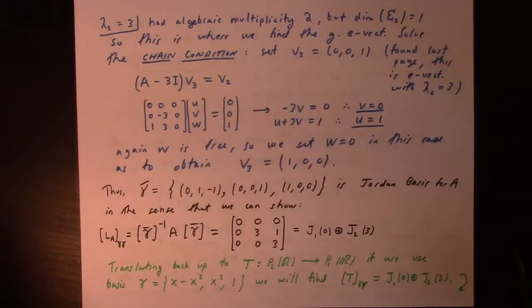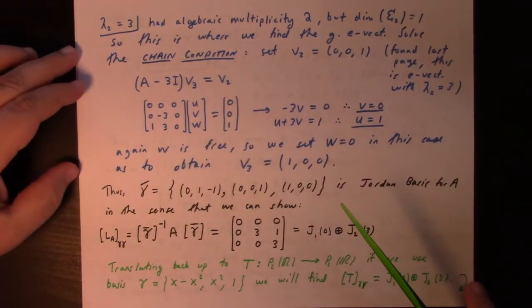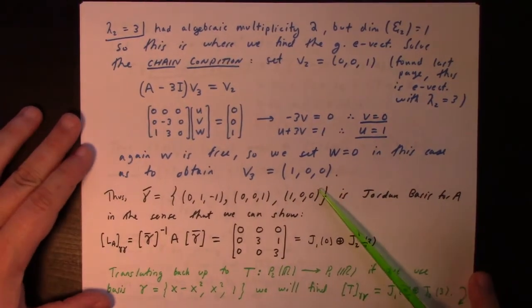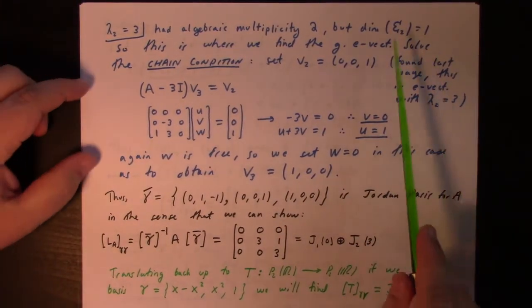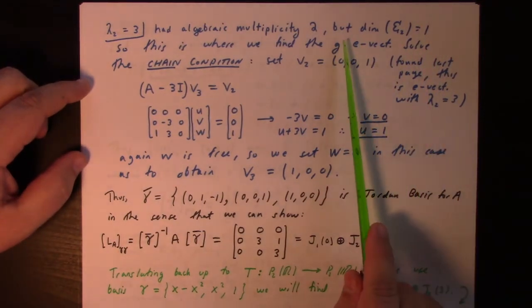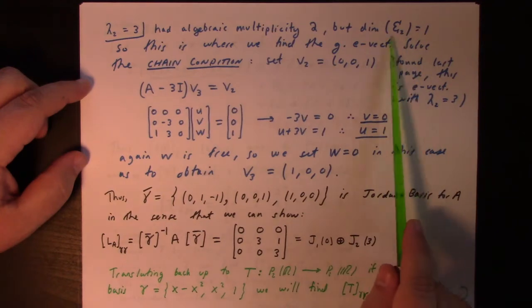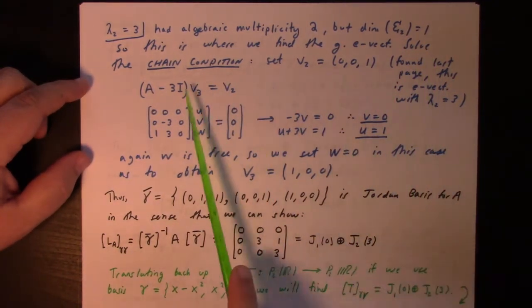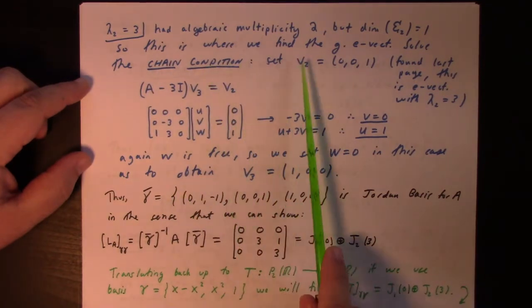All right, anyway. All right, enough stories. So let's summarize what we got. We have lambda equal to 3 with algebraic multiplicity 2, and the dimension of the eigenspace with eigenvalue 3 is just 1. So the algebraic multiplicity is larger than the geometric multiplicity, namely 1. So this is where we're going to need a generalized eigenvector. We solve the chain condition.